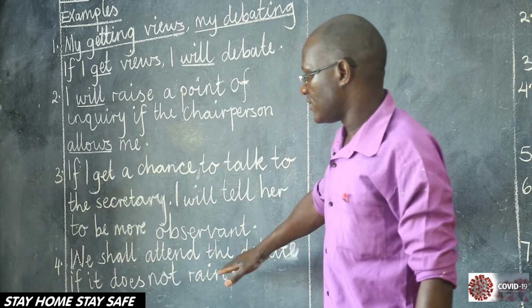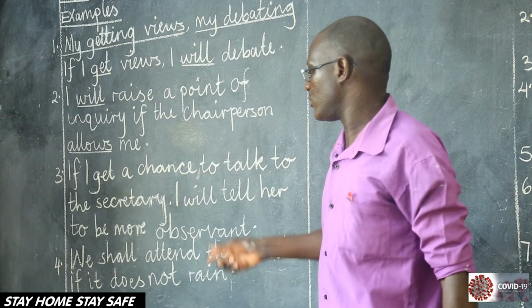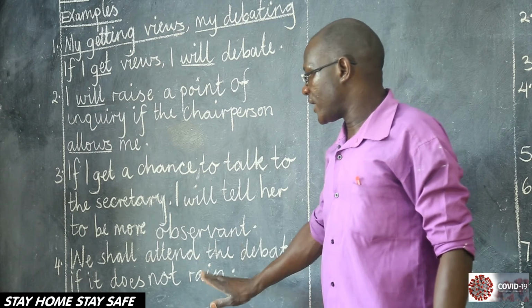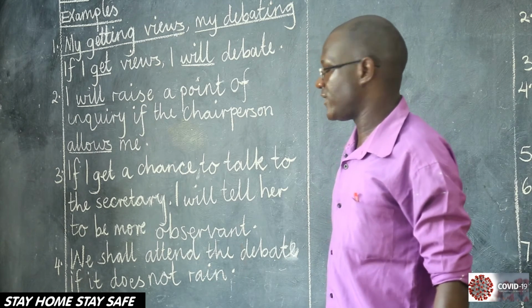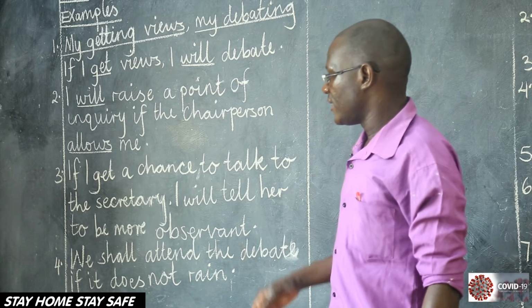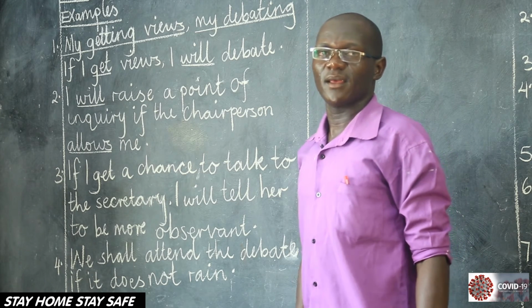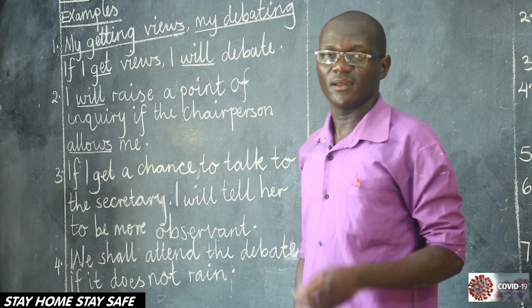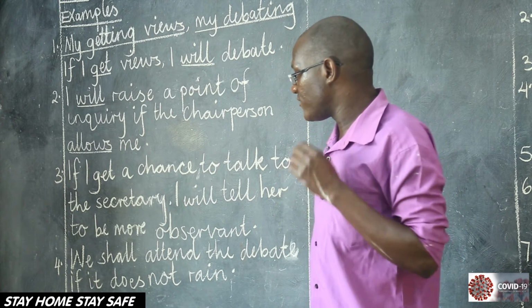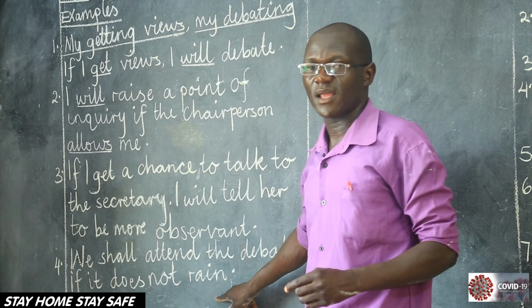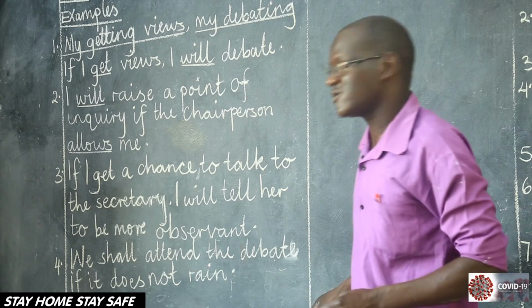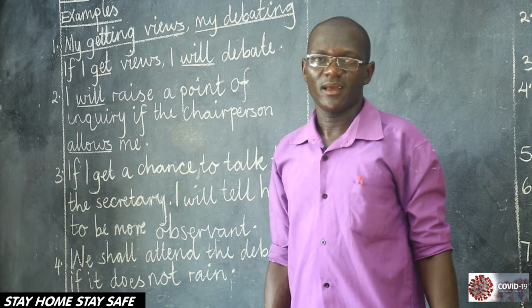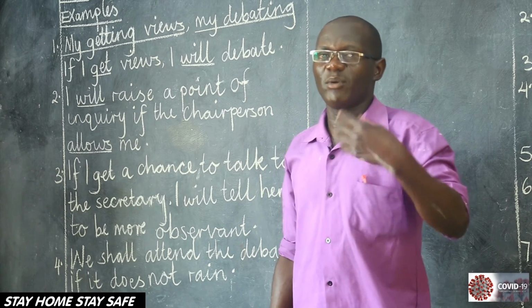Can we look at number four and transform it to begin with the if clause? We can say, if it does not rain, comma, we shall attend the debate. If it does not rain, we shall attend the debate. There we need a comma. A comma is very important when we begin with the if clause. But if we begin with the main clause, as you see here in example number four, there is no need of using a comma.